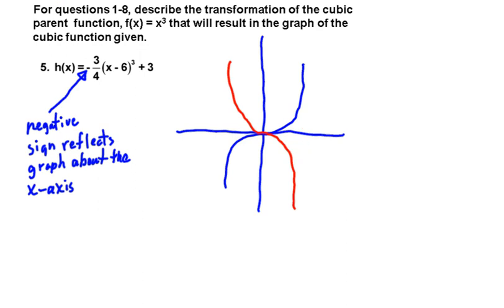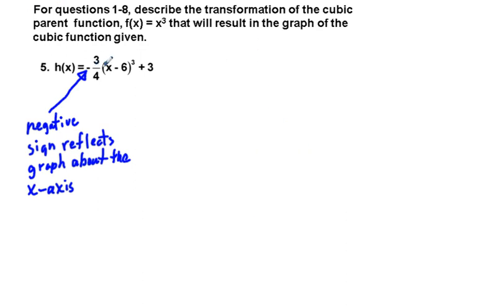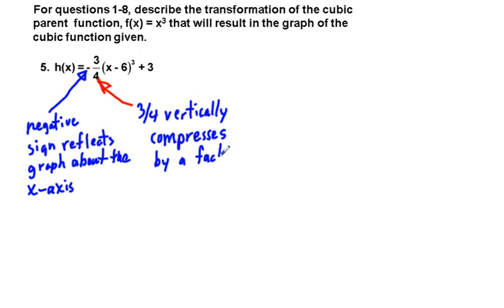All right. Next, we're going to have this three-fourths right here, and it's less than one. So we have a vertical compression by a factor of 3/4. Now in 1 and 3, we had vertical stretches, right? So instead of stretching vertically, it's going to compress it to make a wider, not as steep, cubic function.